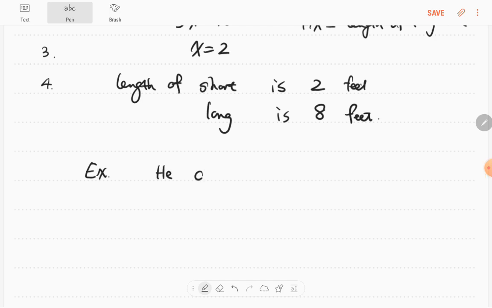He charged $20 to come to your home. So this $20, we can call it the on-site fee, right? Go to your office or your home.